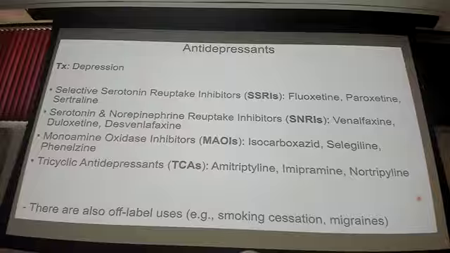Also, these drugs are used off-label, and I believe you're going to learn a lot about that in pharmacology. These drugs are used for migraines and smoking cessation. So oftentimes drugs are made for one purpose, and then they find, sometimes accidentally, that they treat other things, and so sometimes they're used off-label is what they call it.